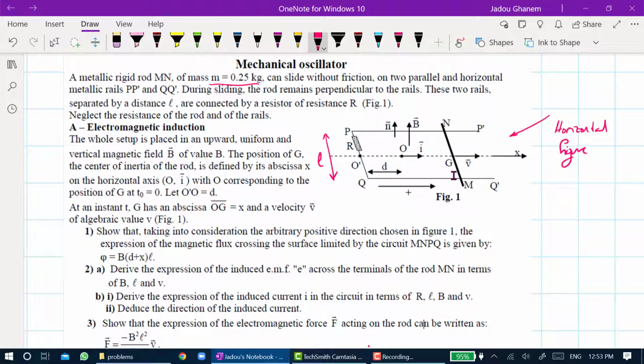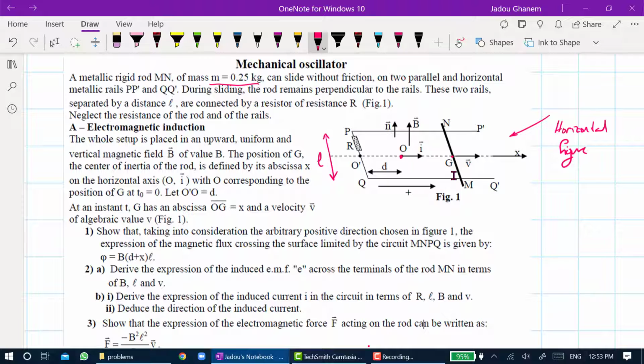The position of G, the center of inertia of the rod, is defined by its abscissa on the horizontal axis Ox, with O corresponding to the position of G at t0. So at t0, the origin of this rod is at point O, which is at the distance d from O'. At an instant t, G has an abscissa x and a velocity v of algebraic value v. As you can see here, the motion of this rod is to the right side from P to P', or from Q to Q'. Let's start with the first part, part 1.